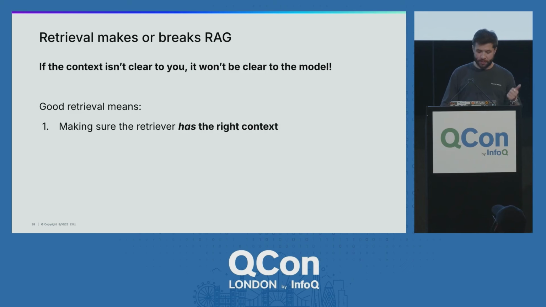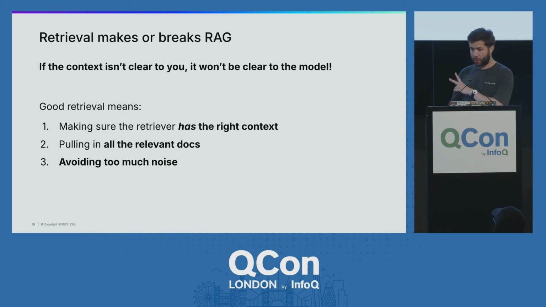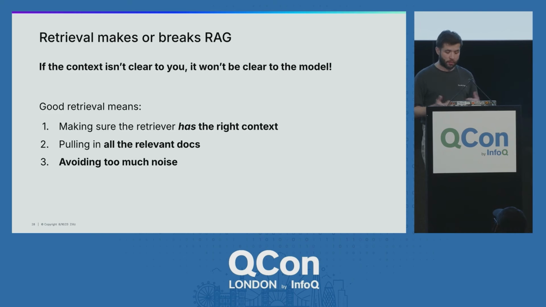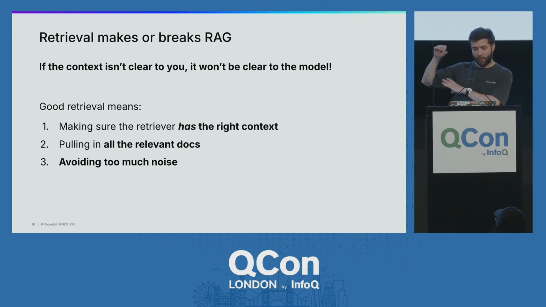Good retrieval means making sure that the retrieval has the right context, making sure you're getting all the relevant documents, but also making sure that you don't have too much noise, because then LLMs will be very confused. Even the reasoning models now are getting better at that, where they will actually tell you this part is not relevant, I'm just going to skim through it. Still, make sure that if you have a good retrieval, you will have better performance in the end.